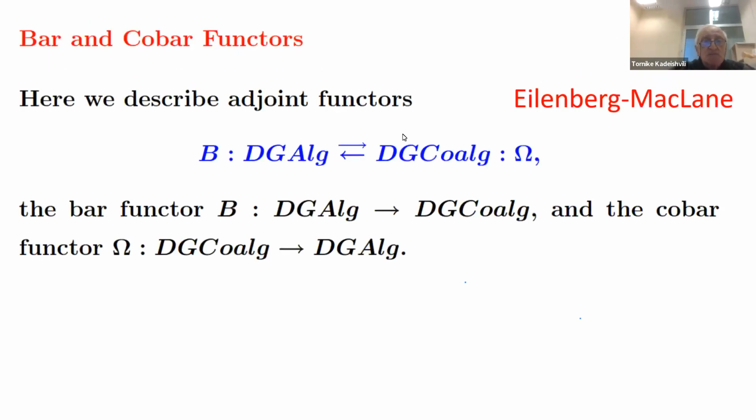Bar and cobar functors. I want to describe the very popular bar and cobar functors by Eilenberg and MacLane. And these are dual things. To DG algebras corresponds its bar construction B, which is a DG coalgebra, and by omega, the cobar construction, corresponds to the bar-cobar dualism. What does it mean?